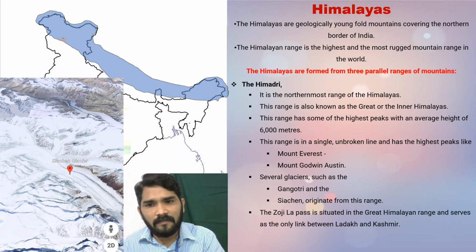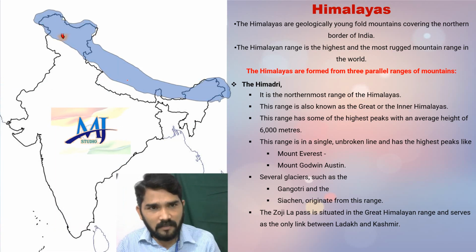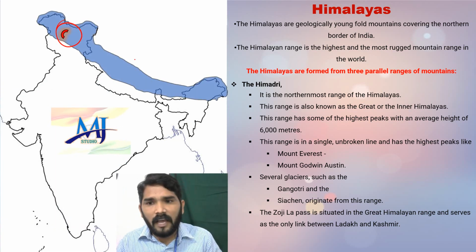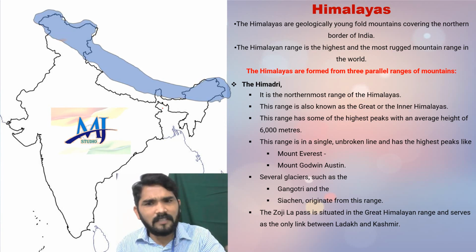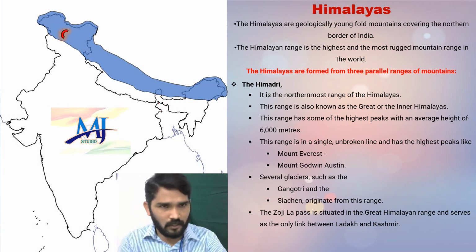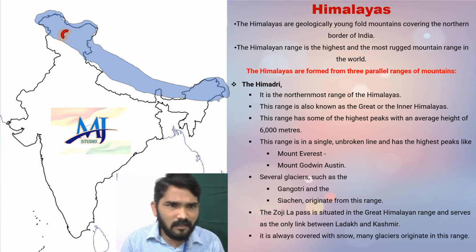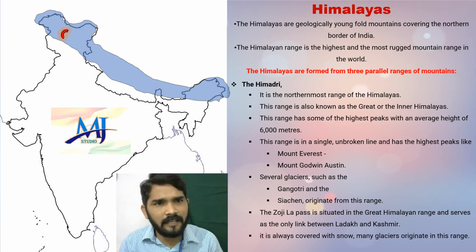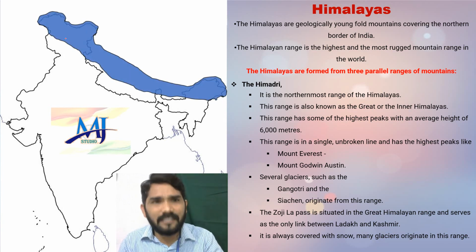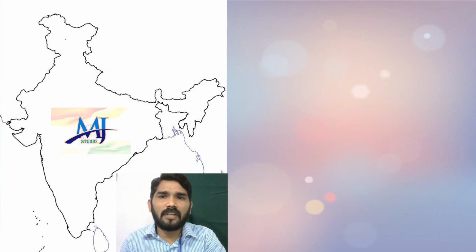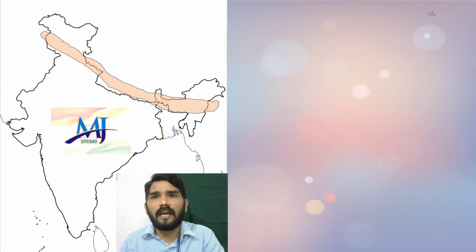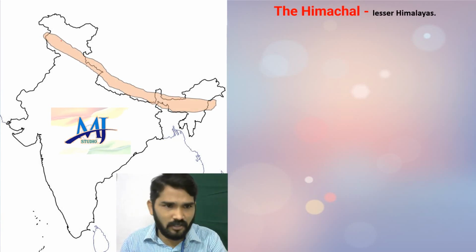And then we have the Zojila Pass, which is here. It is situated in the Greater Himalayan range, and this is the only link between Ladakh and Kashmir to pass through. This Zojila Pass is always covered with ice and snow, and many glaciers are originating from this range. Next we shall look at the next Himalayan range, which is called the Himachal.